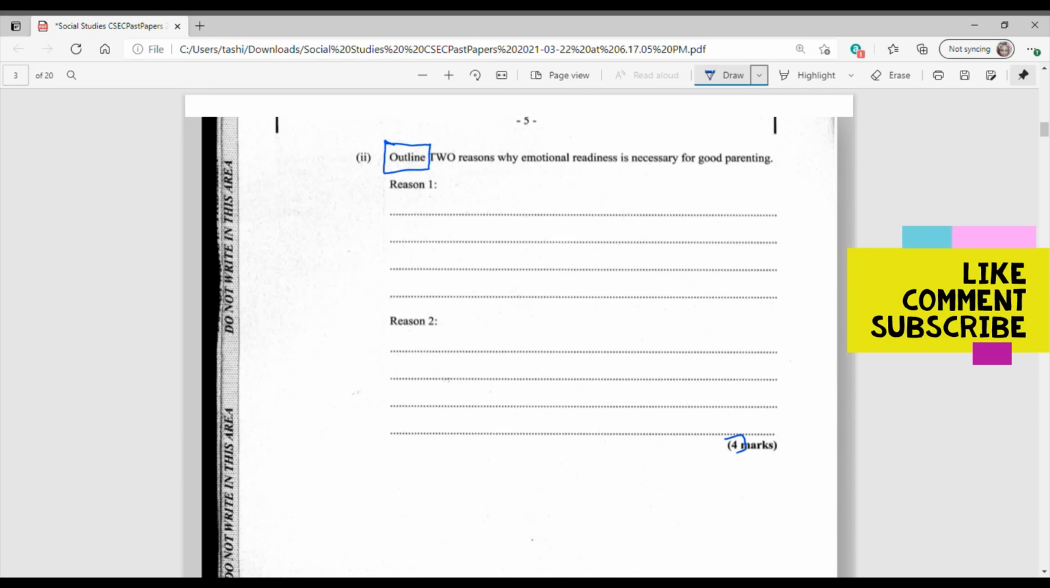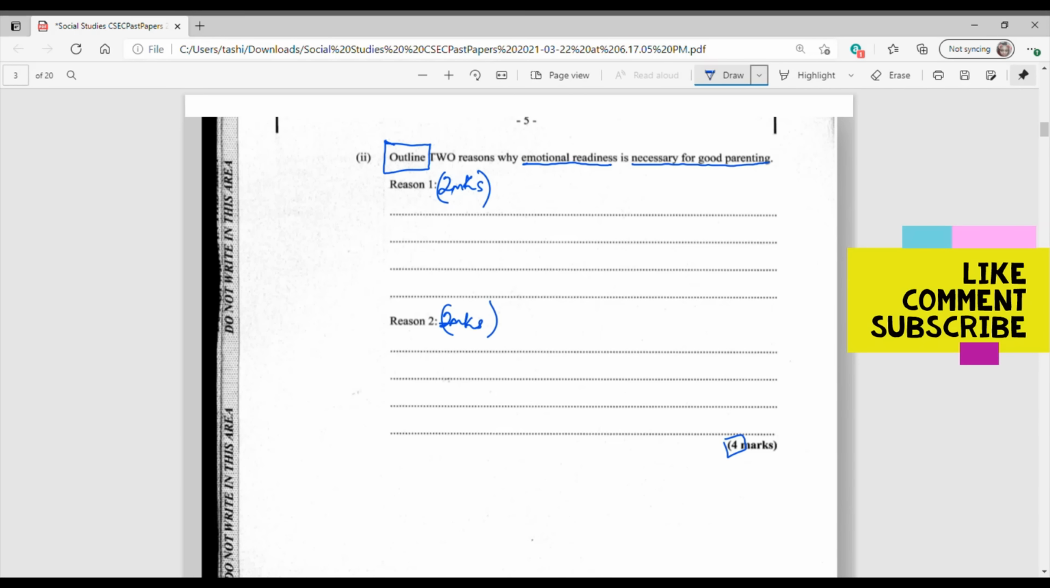And this is for 4 marks, and you're required to do 2 of them. So that means this one would be 2 marks, and this one would also give you 2 marks. So you need to ensure that you get your full 2 marks in both sections. All right? So outline 2 reasons why emotional readiness is necessary for good parenting. What this question is asking you, you're going to give 2 things. You're going to tell 2 reasons. Why is it that people need to be emotionally ready, emotionally prepared in order for them to be good parents?